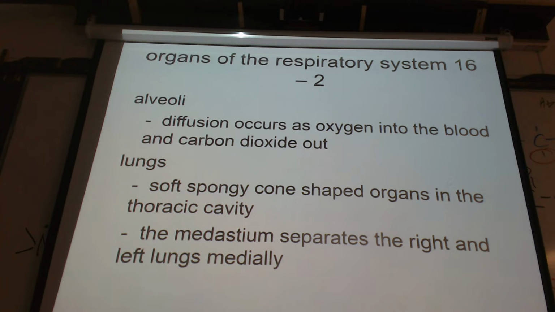And then this again is what accounts for the left lung being composed of two lobes and the right lung being composed of three, just because of how that sits in there with the heart.